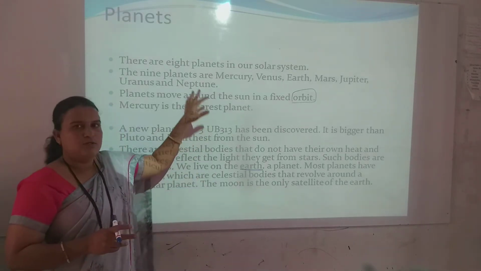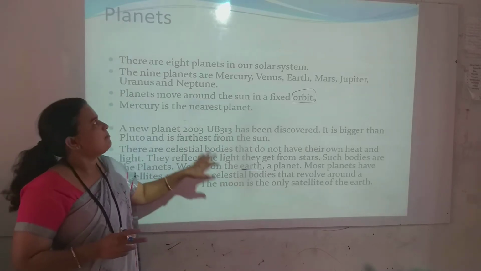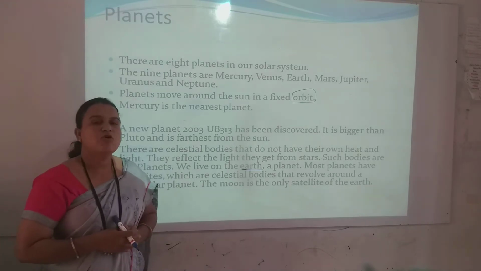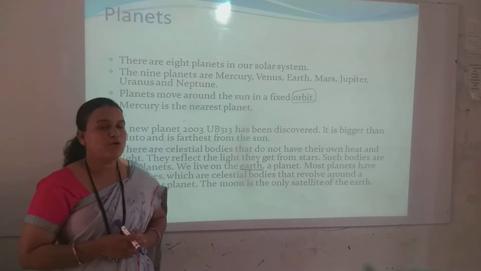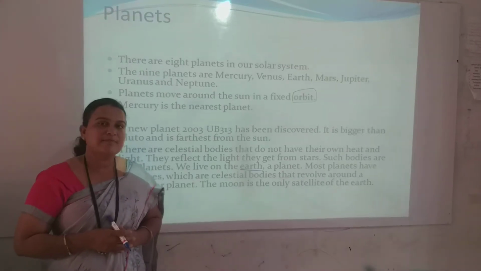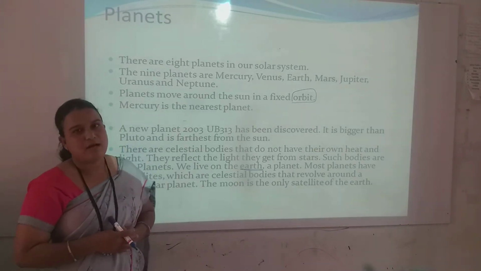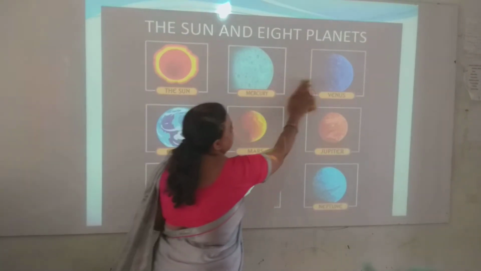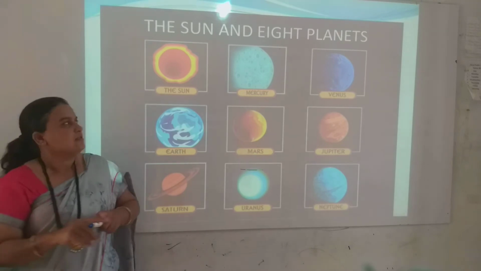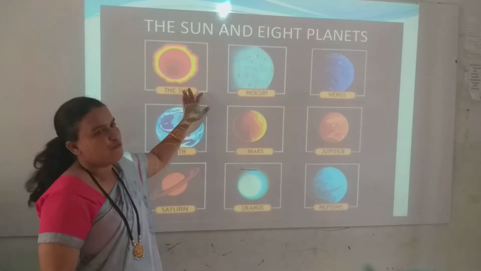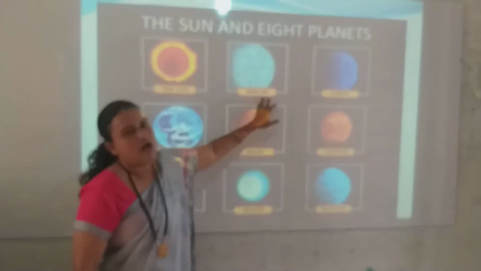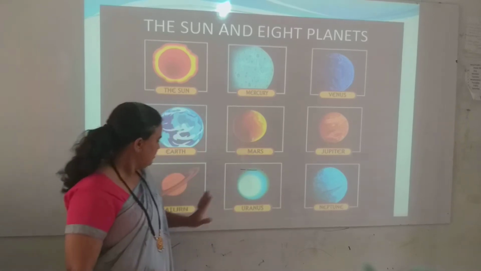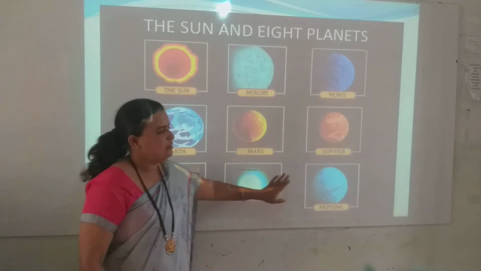So here you understood, my dear students, the planets. In that, we have to remember there are 8 planets. Planets do not have their own heat and light. They receive the light from the Sun. Here you can see the planets. Sun is the head of the solar system. Very close to the Sun is Mercury. After Mercury, Venus, Earth, Mars, Jupiter, Saturn, Uranus and Neptune.